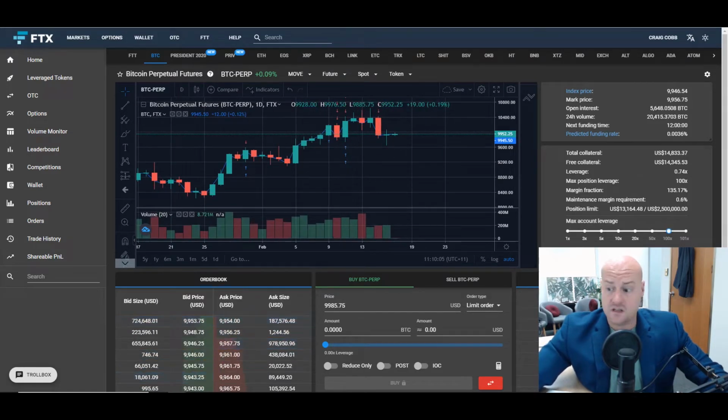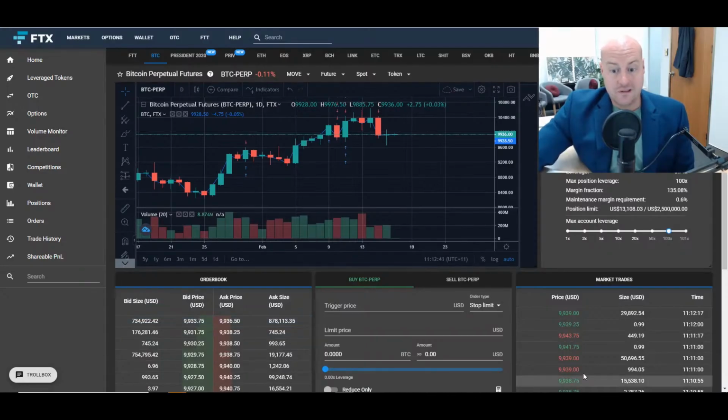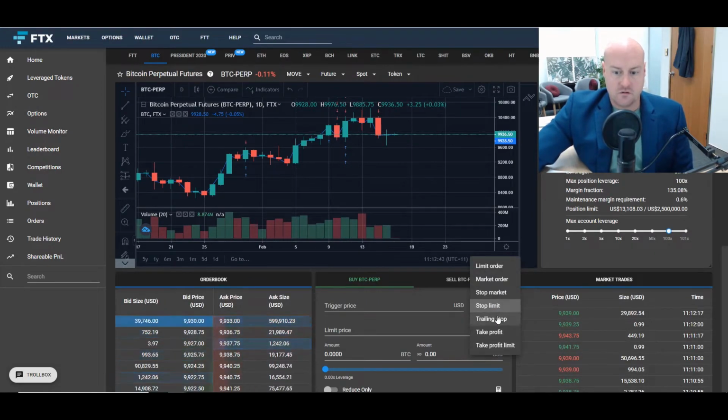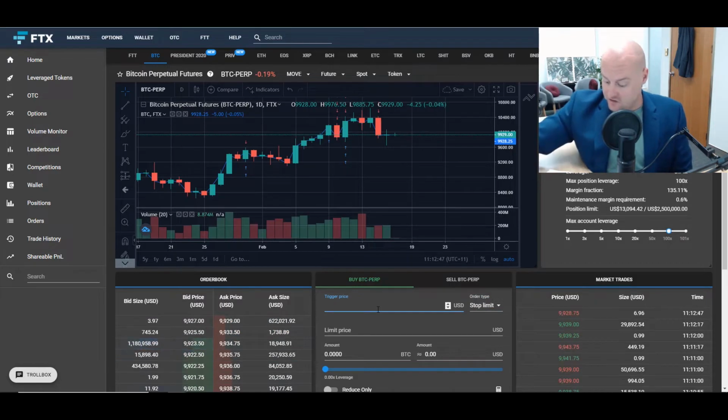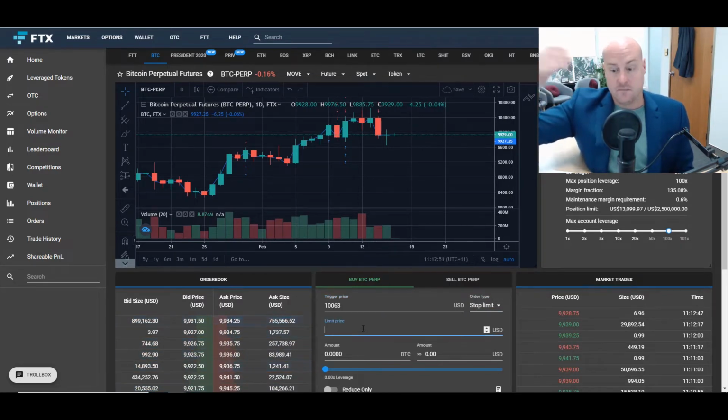So the type of order we need to open is a stop limit. You've got all these different options down here. The one we want to work with is stop limit. Now the trigger price is the price for entry, so 10,063. The limit price will buy up to that point, so I'm just going to go 10,065. So it's a $2 mark there.